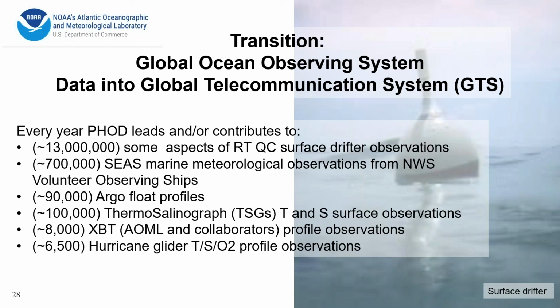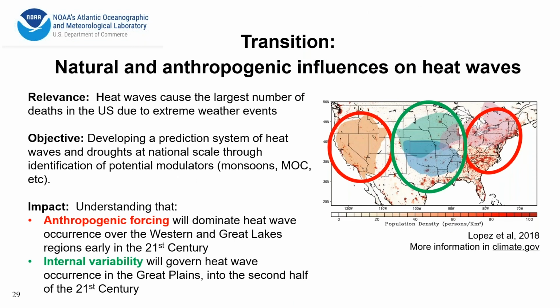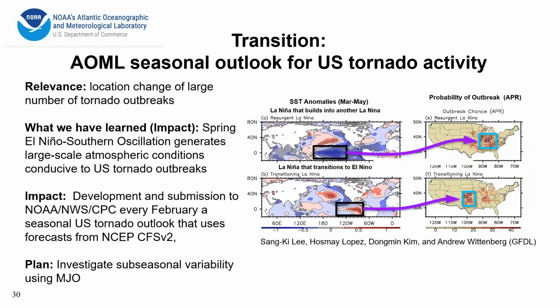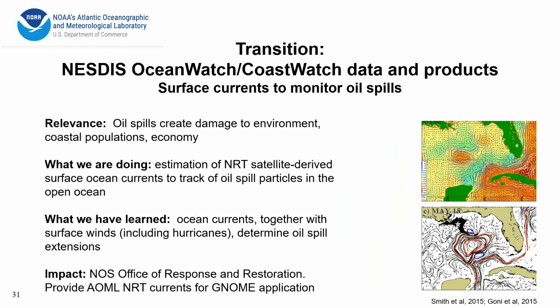One of the very important transitions is that we make observations and people use our data, the data that we transmit in real time. This is the data that is used for the forecast model. And this is a list of how much data we transmit in real time per year. Other transitions are related to the impact of oceans on heat waves, of the oceans on tornado activities, and also on monitoring ocean circulation for oil spill study.